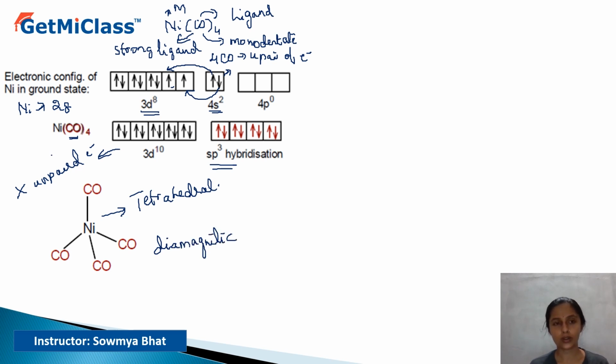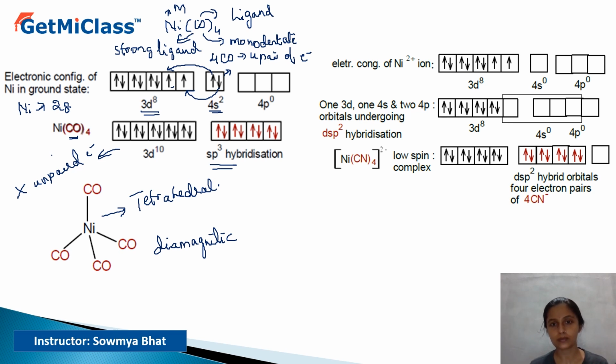We are going to consider one more complex, that's nickel tetracyanide, [Ni(CN)4]2-. Again, cyanide is a strong ligand and it is monodentate. It is going to donate a pair of electrons through one donor atom, monodentate and strong. And the cyanide carries a -1 charge. So if you calculate the charge on nickel, it comes out as +2.